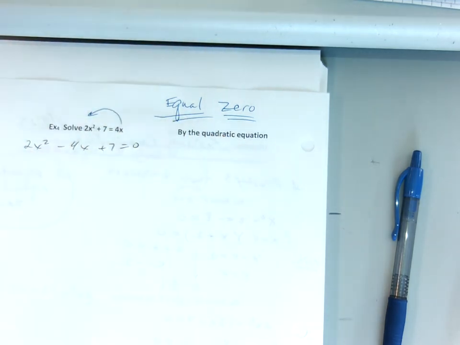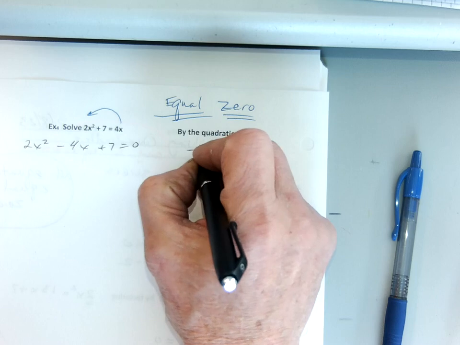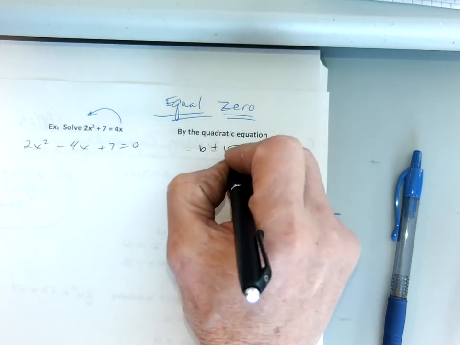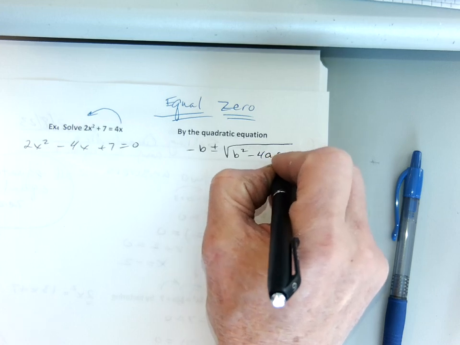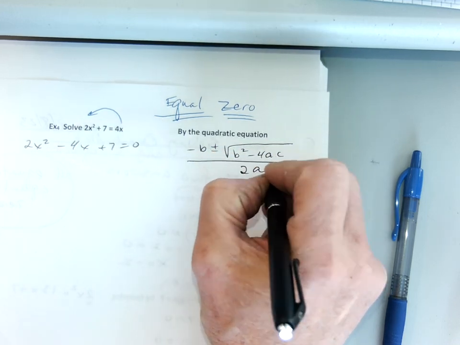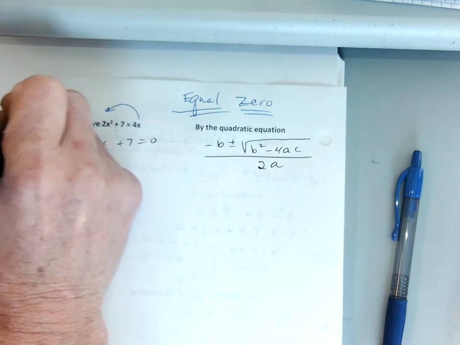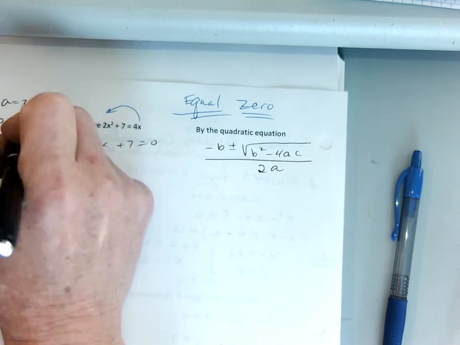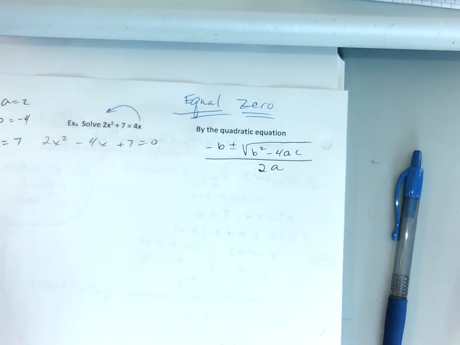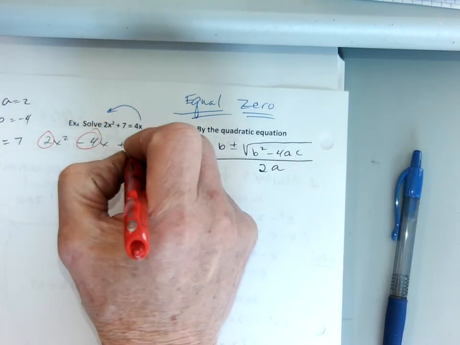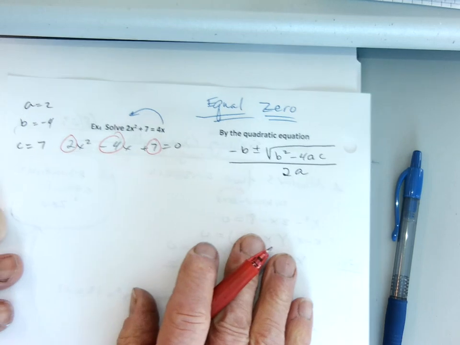Now the quadratic formula is not difficult. It's just plug and chug. That's it. Occasionally, once in a blue moon, I have a kid that hates factoring and loves this, because they don't have to factor. So negative b plus or minus square root of b squared minus 4ac, all over 2a. And a is 2, b is negative 4, and c is 7.